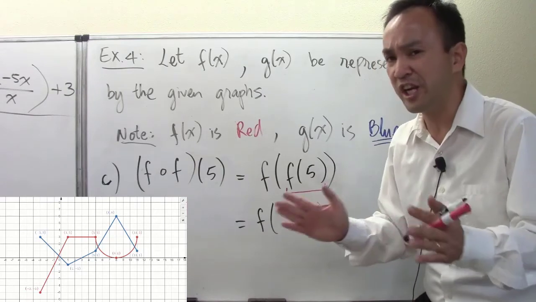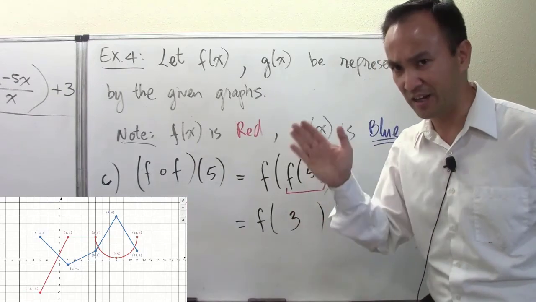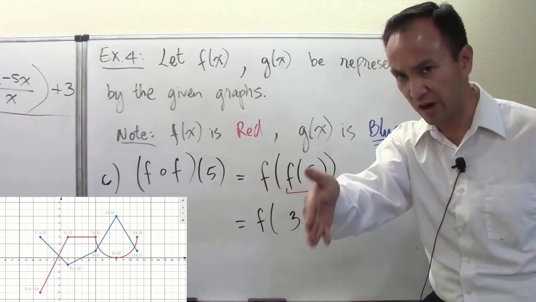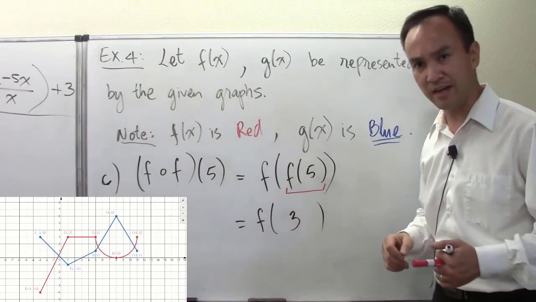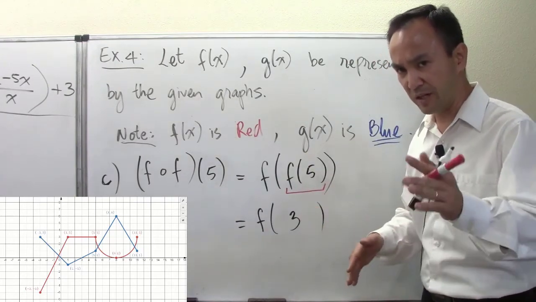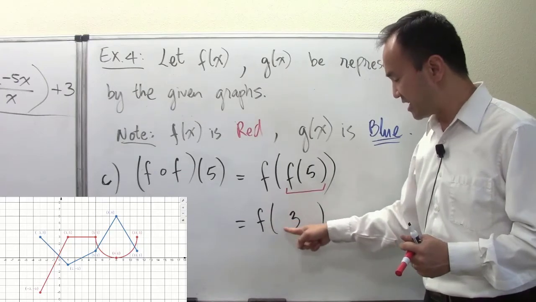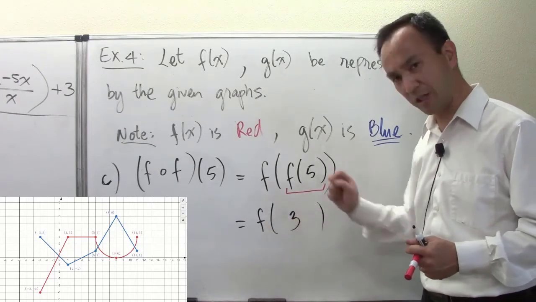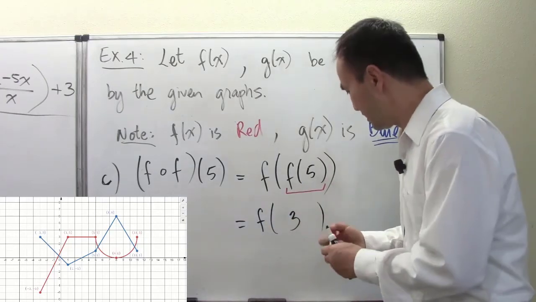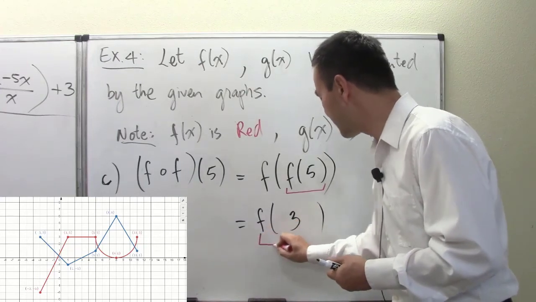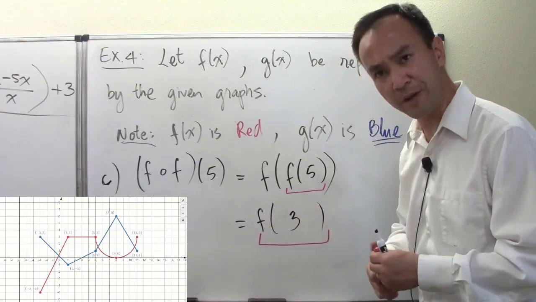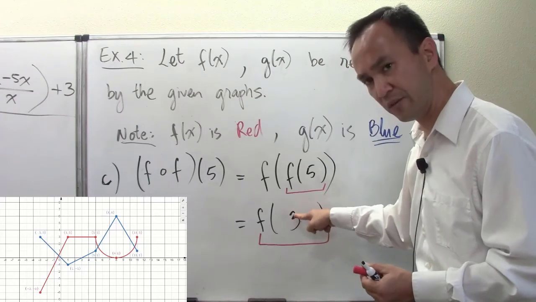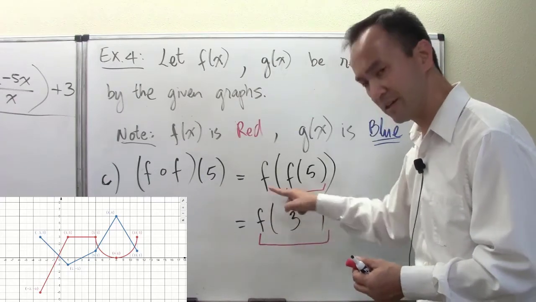So g or f is just the rule. And in this problem here, the rule is described by the graphs. Any of the rules is described by the graph. And so now all we do is use the graph to determine the output. So now I'm going to need to use the red curve again because it's f of 3. But now 3 is being regarded as the input for this current work.